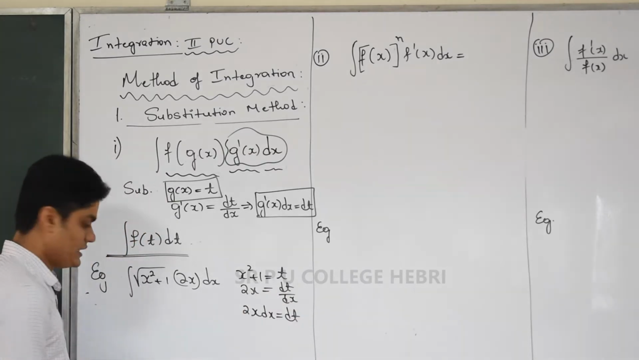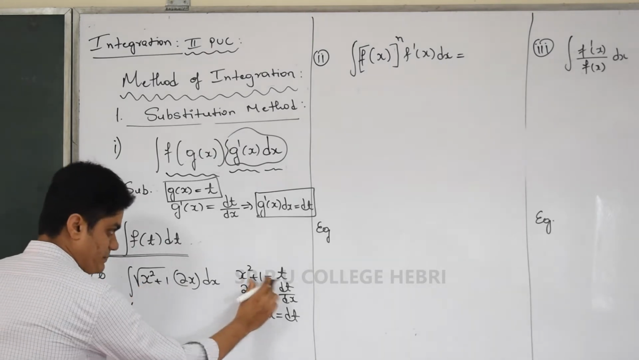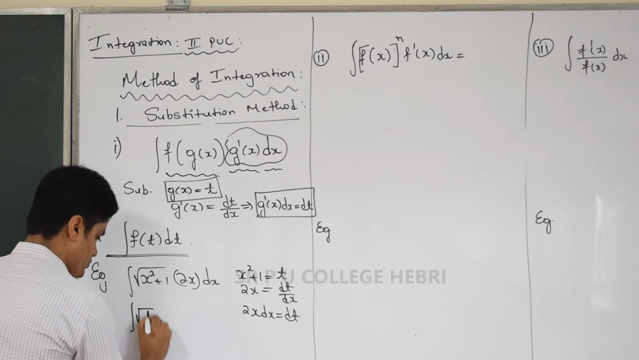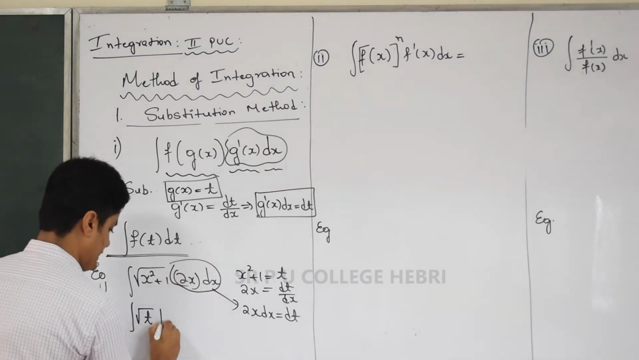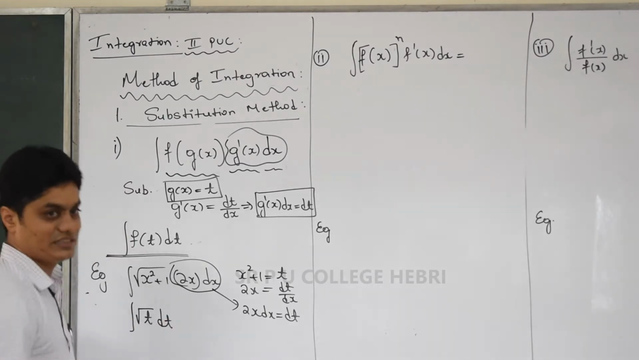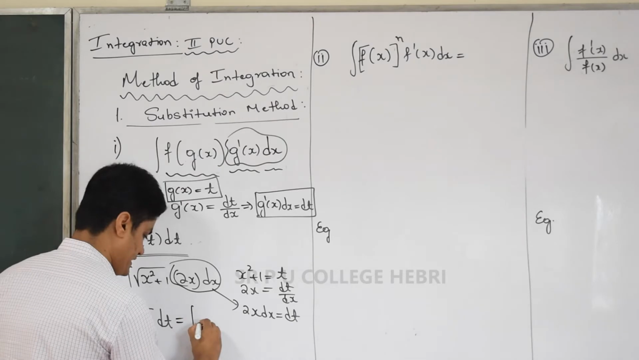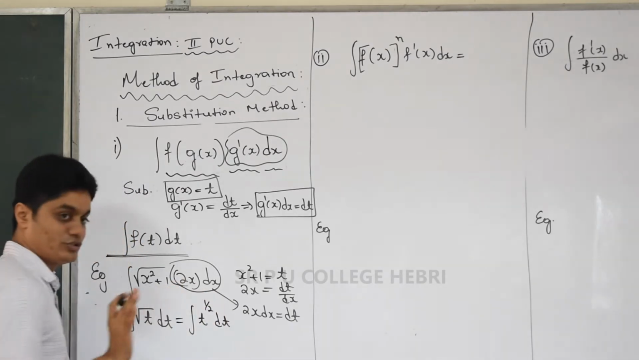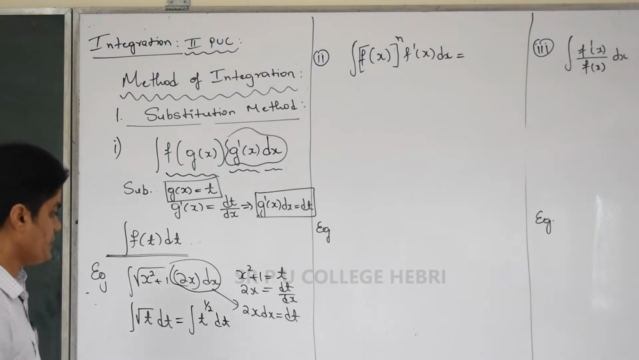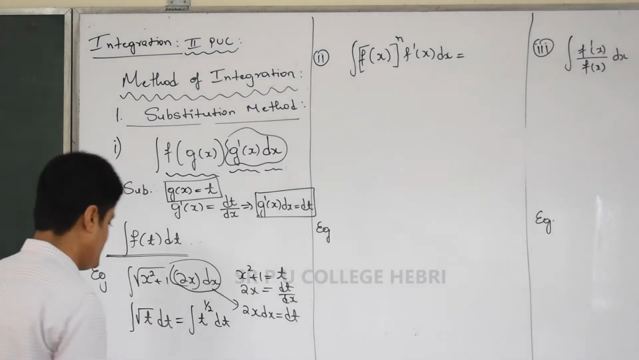Correct? So how does this get converted? Root of x square plus 1, x square plus 1 is t, so root t, and 2x dx is dt. See, now this function is converted into a simple function and you know how to integrate this. Don't replace in terms of x again, because if you try to replace in terms of x you will get the question back, so that should not happen.